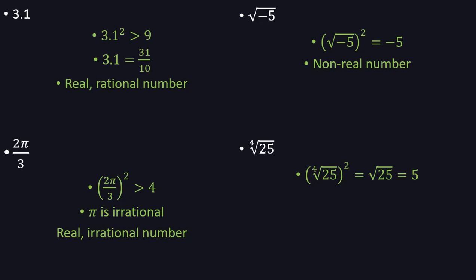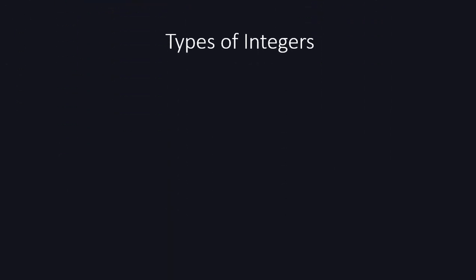So now I need to see if 25 can be expressed as another integer raised to the power 4. If that is possible, then this number is a rational number. If that is not possible, then I can say that it is an irrational number. And since 25 cannot be expressed as another integer raised to the power 4, I can say that it is a real irrational number. Moving on, let's discuss a few more different types of integers.